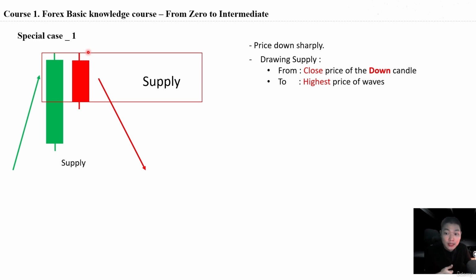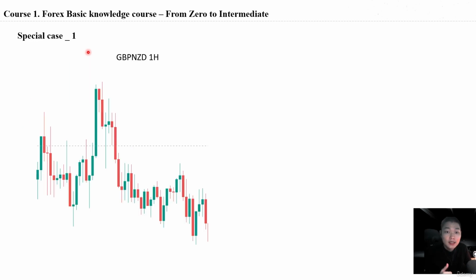We will jump into some examples for this case. Here is the pound New Zealand dollar on the 1 hour time frame. Here is a cross pair in the market, and let's look at this peak. You can see a very big up Marubozu candle, and the market goes down from this up Marubozu candle very sharply. It means the sellers join the market more strongly than the buyers.